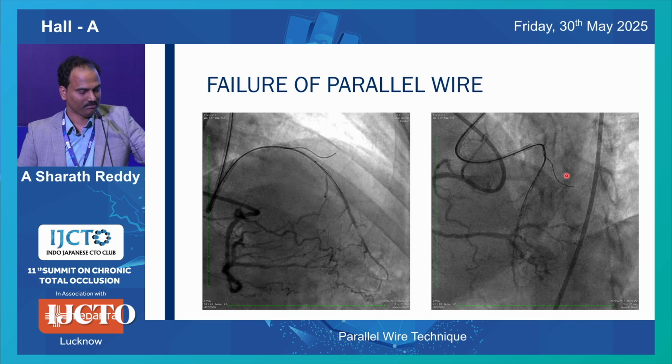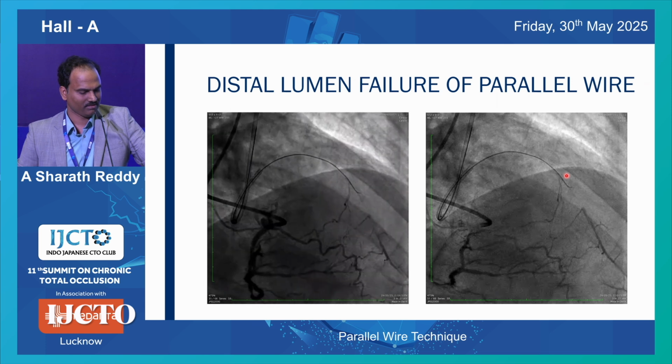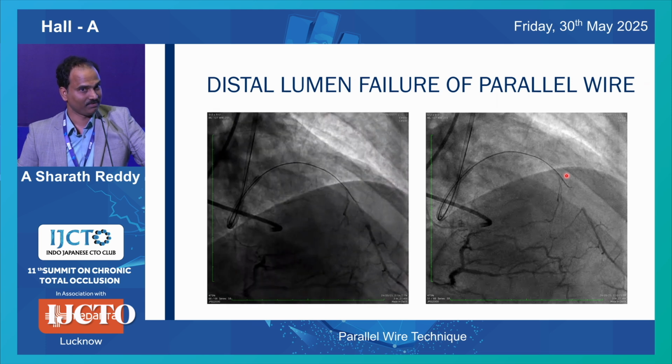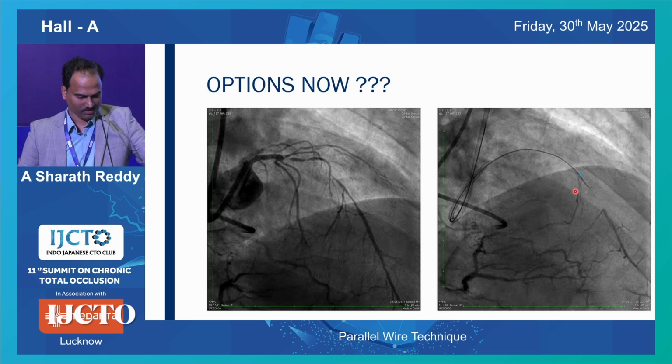So I tried for nearly 10 minutes, but what happens after some time with these parallel wires, you can see the distal vessel is now almost invisible. So that is what happens. I'll show you. This is where I started. This is how the CTO distal vessel was, and this is after parallel wire. So it can spoil your distal lumen.